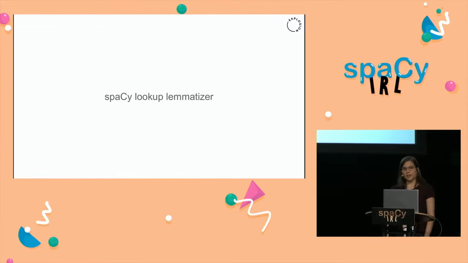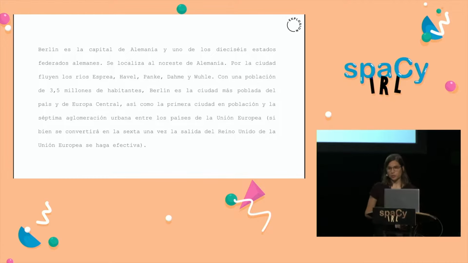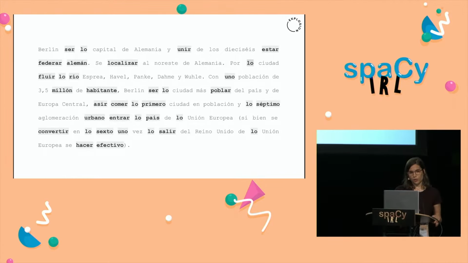But then we tried out the lemmatizer, and we were surprised to see that it was performing quite horribly. So, for example, if we took a text like this, which is just Wikipedia's description of Berlin, and lemmatized it with spaCy, we got the following lemmas, which are highlighted in gray. And if we take a closer look at them, we can see that half of them are wrong. So we wondered, why was this happening? Because the English lemmatizer was pretty good, pretty accurate.